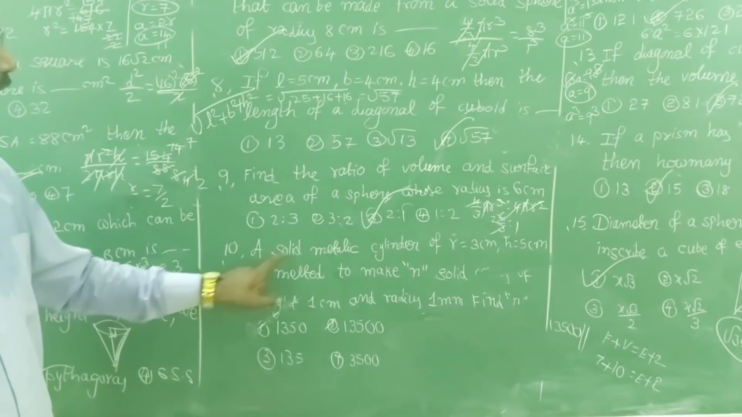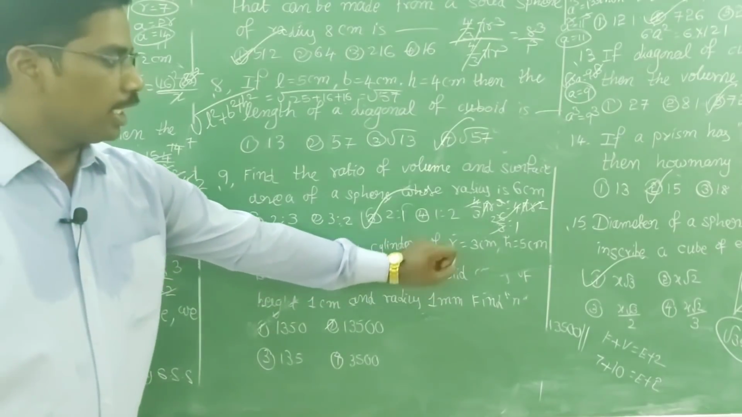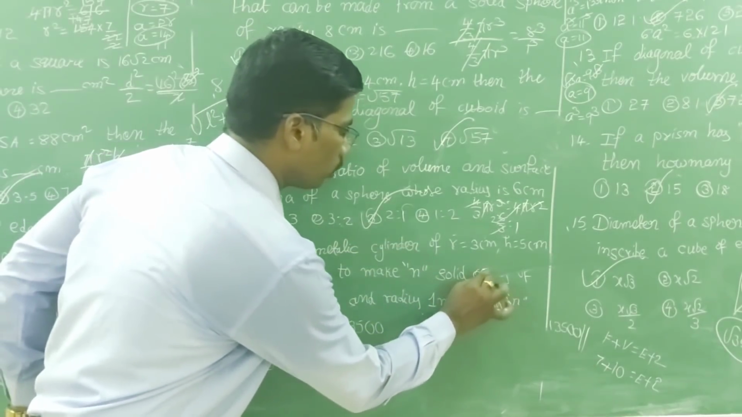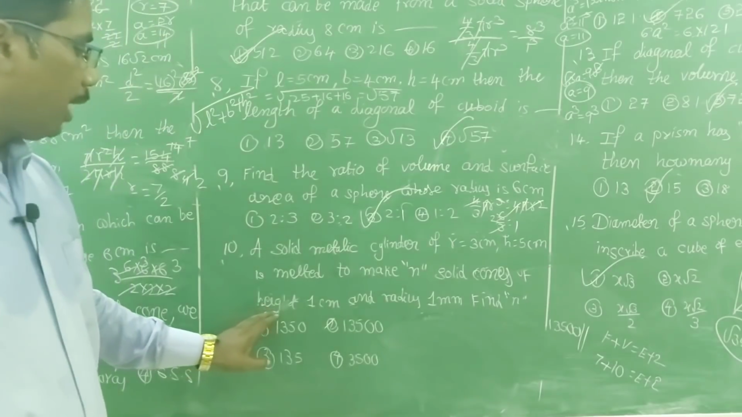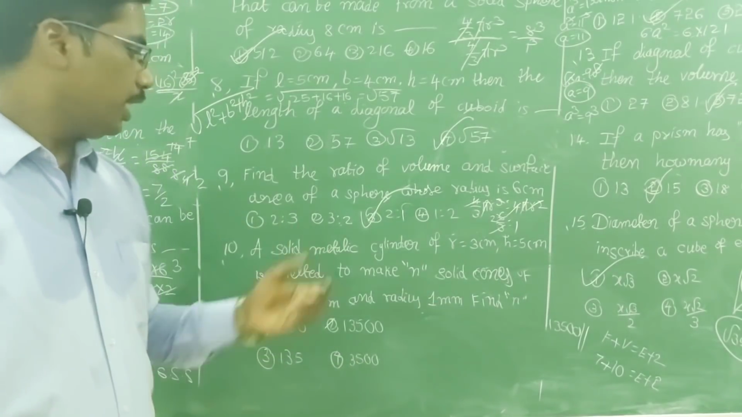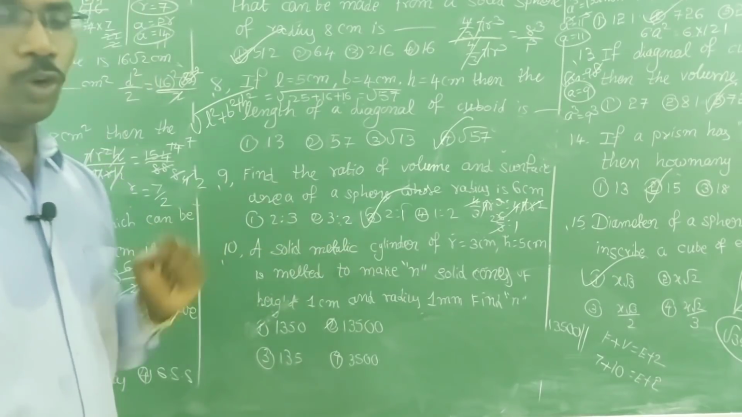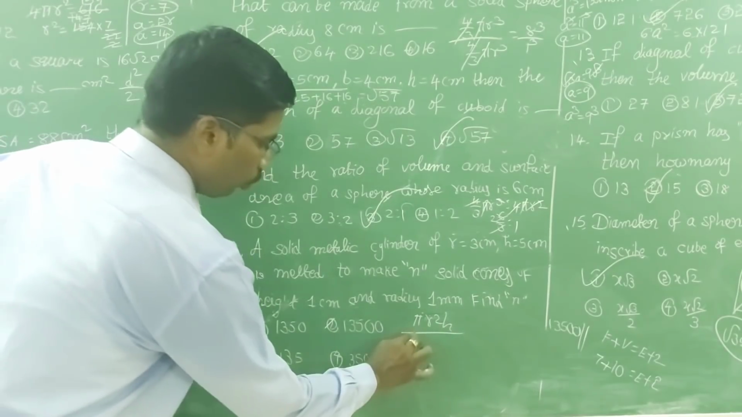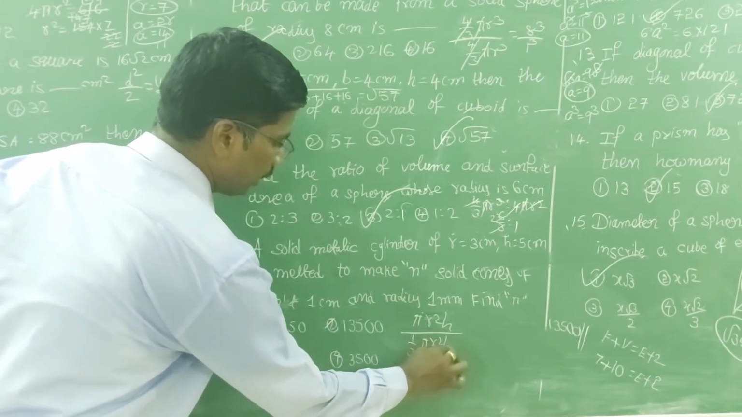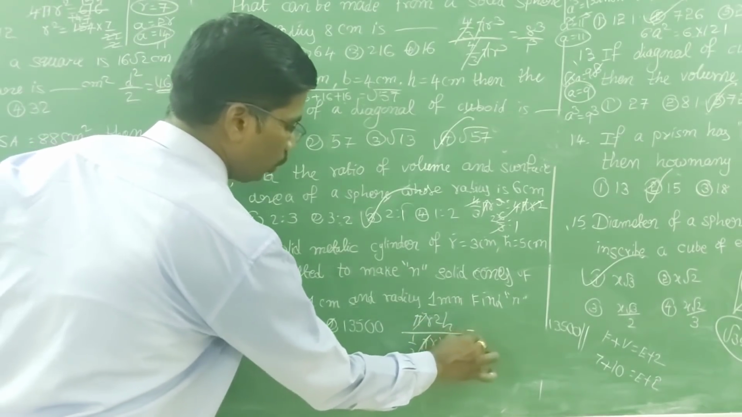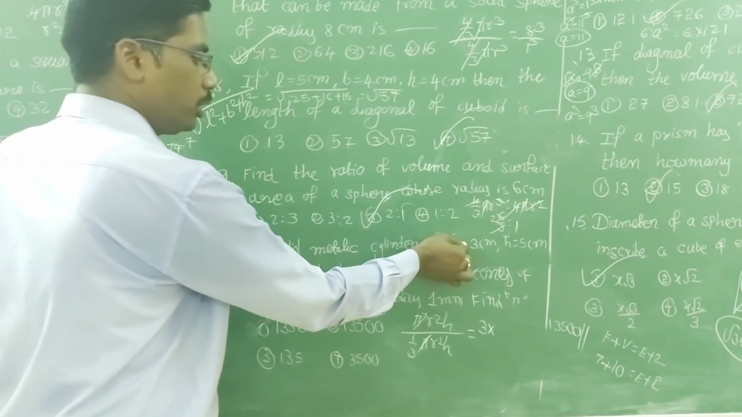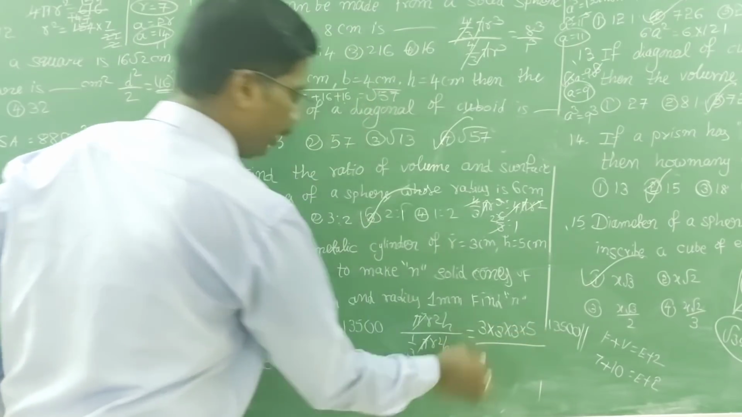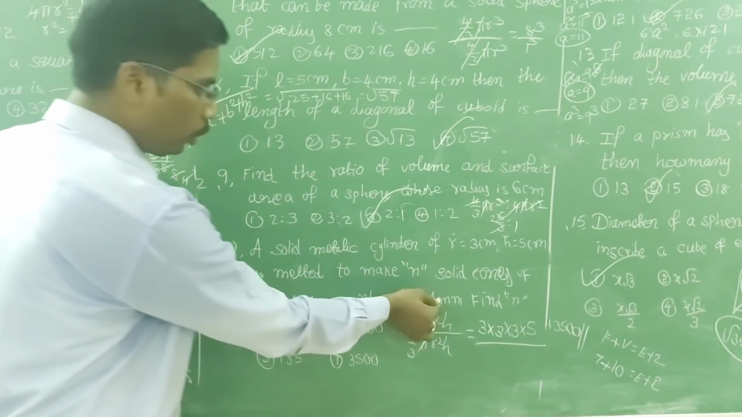Next. A solid metallic cylinder of radius 3 centimeters and height 5 centimeters is melted to make n solid cones of height 1 centimeter and radius 1 millimeter. Find n. See here, volume of cylinder is nothing but volume of cone. Volume of cylinder is pi r square h. Volume of cone means 1 by 3 pi r square h. Here pi and pi will get cancelled, 3 will go to the numerator, then 3 into 3, since the radius of the cylinder is 3, and height is 5 centimeters, so 5 by, so radius of the cone is 1 millimeter.